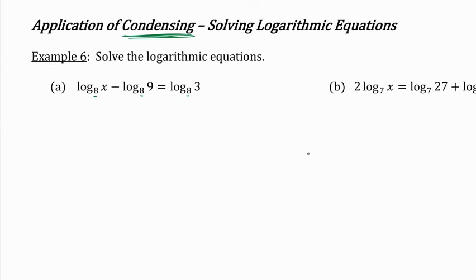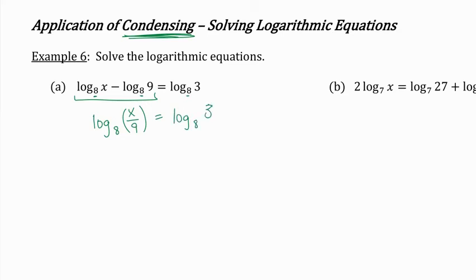If I can condense them, then I might be able to solve this. Okay, so on the left side here, I've got subtraction of two logarithms with the same base. I'm going to condense that down to one log. So that gives us log base 8, and now instead of x and then minus log base 8 of 9, I can make that into division. So that would be x over 9, right? Equals log base 8 of 3.